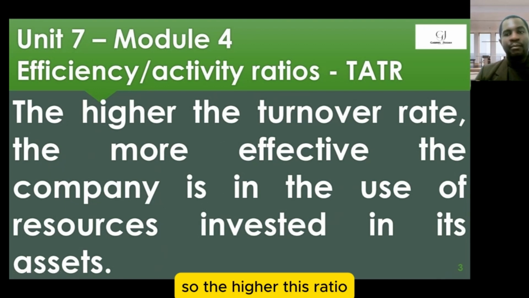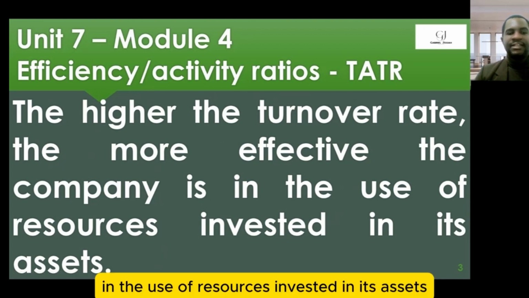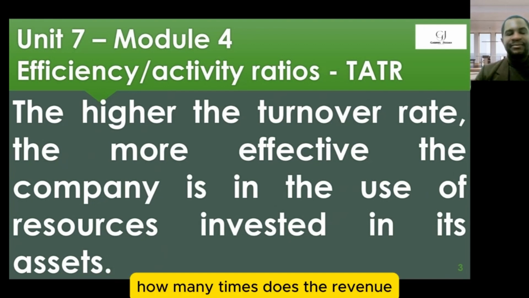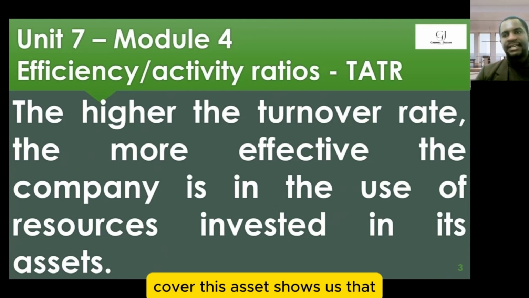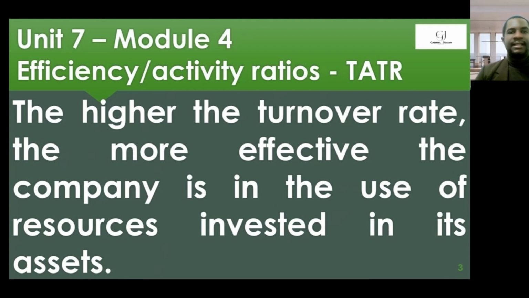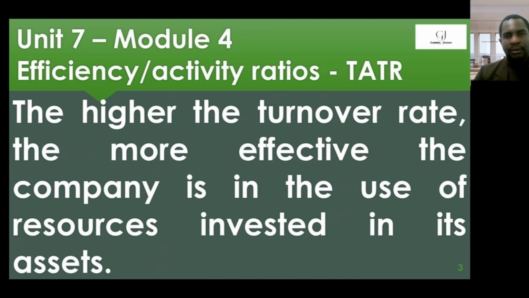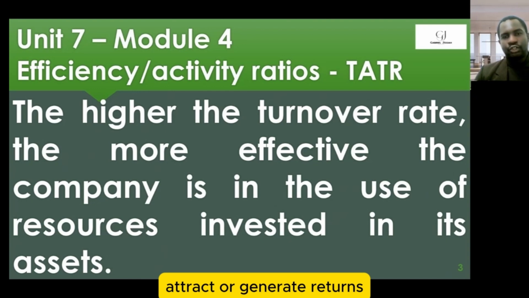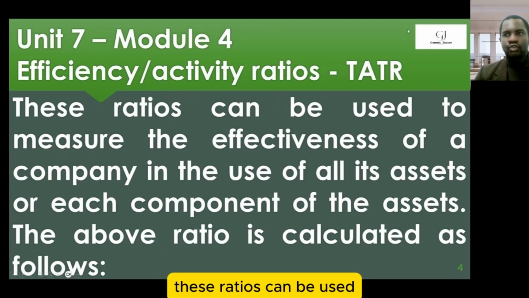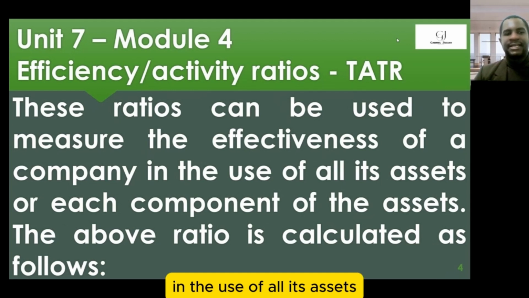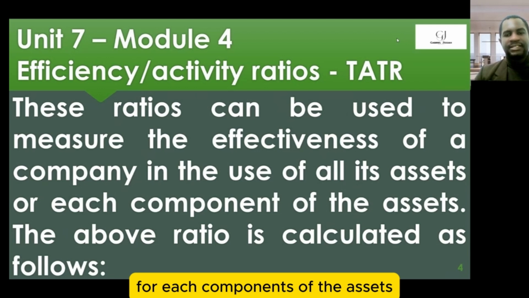The higher this ratio, the more effective the company is in the use of resources invested in its assets to generate revenue. So the total assets turnover ratio, how many times the revenue covers the assets, shows us that there's efficiency in the utilization of these assets to generate returns in the form of revenue or sales. These ratios can be used to measure the effectiveness of a company in the use of all its assets, or for each component of the assets.